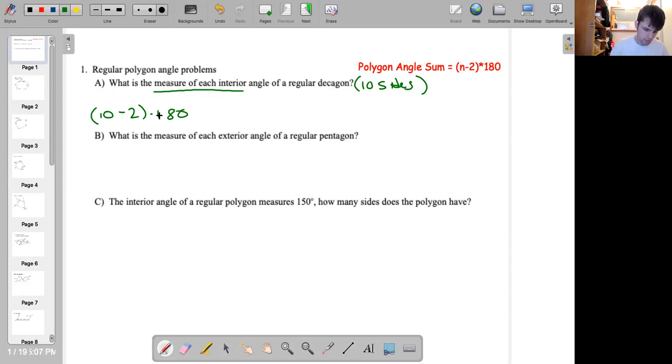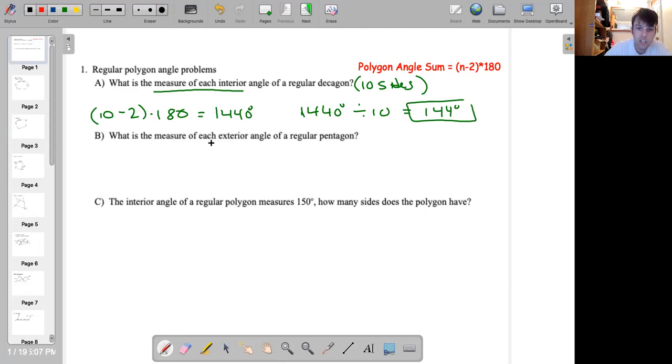8 times 180 gives us a sum of 1,440 degrees. So all of the angles will add up to 1,440. We take that, divide by 10, because there's 10 angles that are all equal. And that's going to tell us what the individual angles are. And so that gives us that each angle is 144 degrees. Pretty simple.